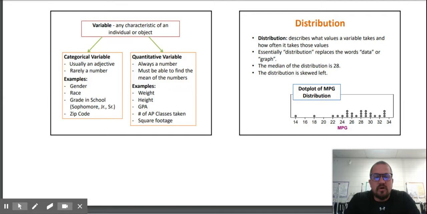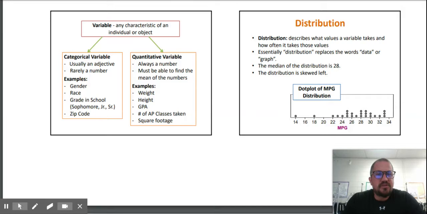Quantitative variables are always numbers, and you must be able to find the mean of the number. So if you're questioning whether it is quantitative or not, if you're thinking of zip code, you can't find the mean of a zip code or the average number, but you would for weight, for height, for GPA, for the number of classes taken, for the square footage of your house. All those are examples of quantitative variables.